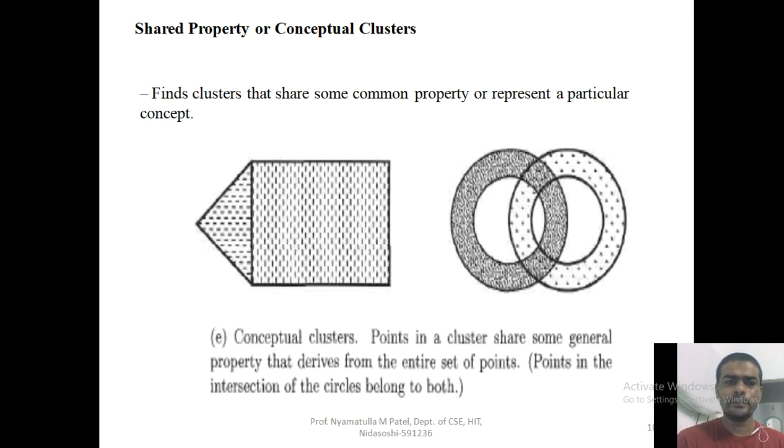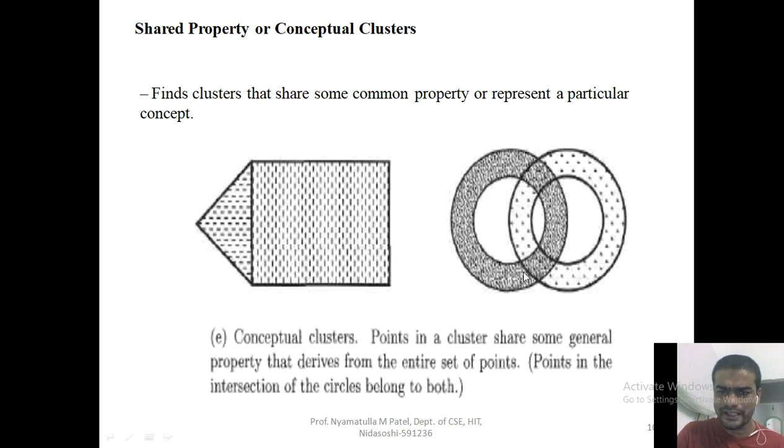So, now next coming to another part called shared property or conceptual cluster. Find the clusters that share some common property to represent a particular concept. Shared property means some points of the two clusters share a common property, for example in this area, the points in the cluster share a common property, to represent a particular concept.